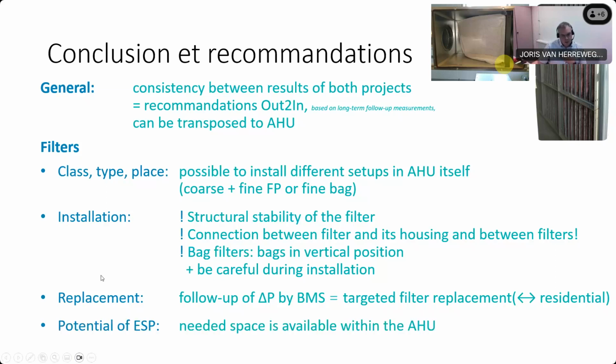And last but not least, we did not test electrostatic precipitation in air handling units, but given the efficiency we measured for it in our in-laboratory setup and also the lower pressure drop, it's a very interesting alternative. And the space to incorporate such a system is most of the time available in air handling units. So it's worthwhile considering.